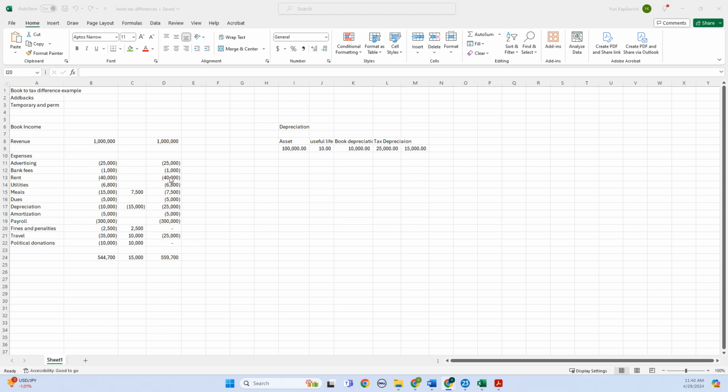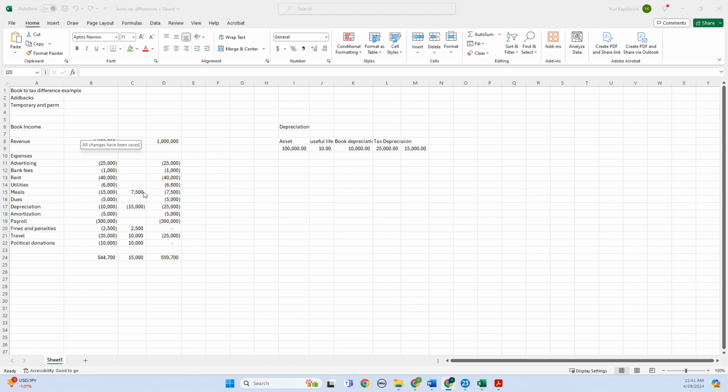Book to tax differences, also known as add back, also known as temporary versus permanent. These are one of the most important concepts when you're talking about business tax returns because there are certain things that the clients will provide to you on their trial balance, on their profit and loss statements, that for their book purposes, when they're trying to figure out what their income and expenses are, are deductible. But for tax purposes, they're not deductible. So I want to go through that in a very simplified, very high level example.